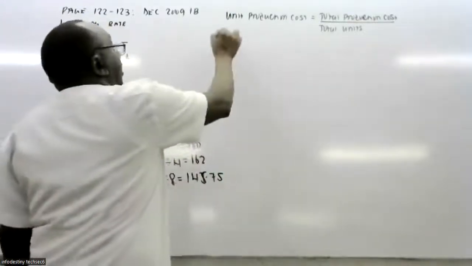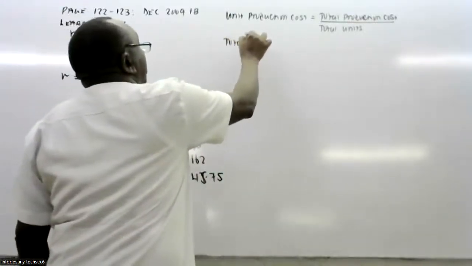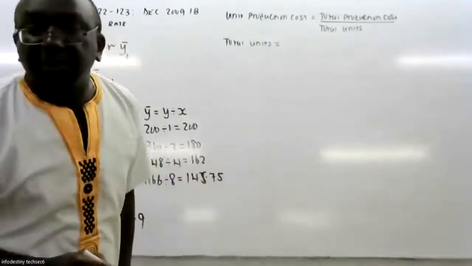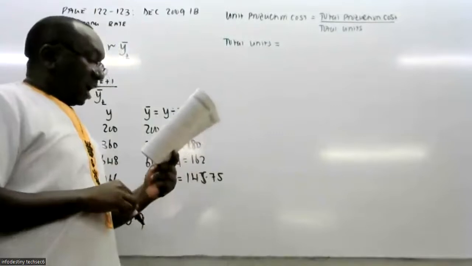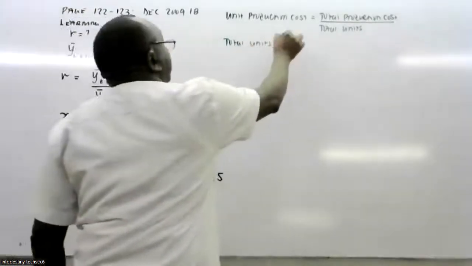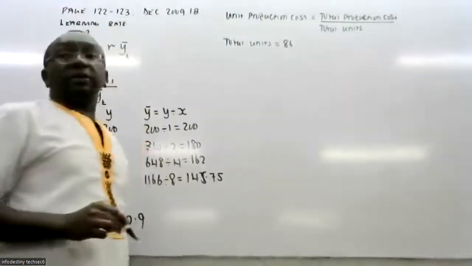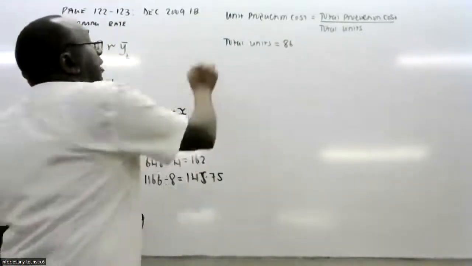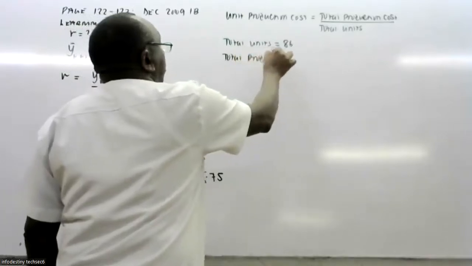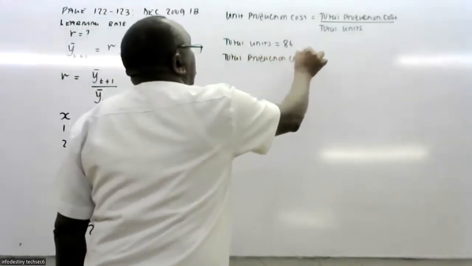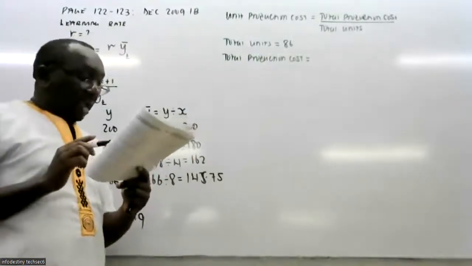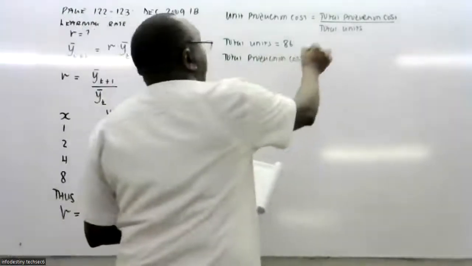So the question is, total units, whether we have been told. We have been told that for this period, the production units are 86. Then total production costs, we have not been given. But from the data that is given here, we will have the overheads.